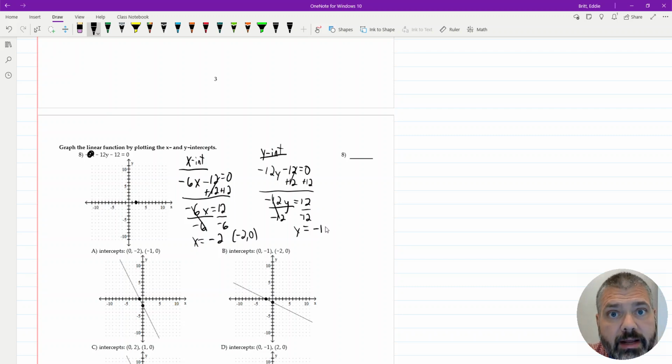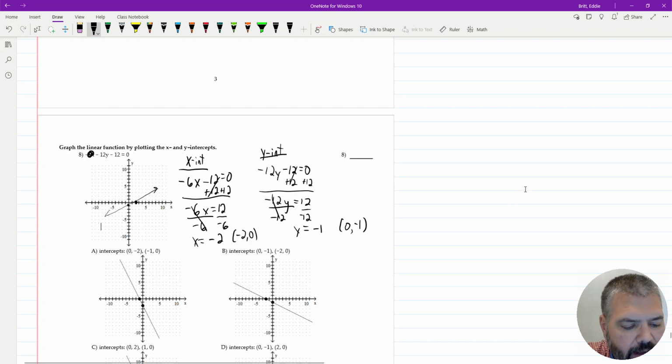We could write that as a point. That's the point 0, -1. So I want to graph that. 0 on the x, -1 on the y. That's this point. And those points are pretty close together, so be careful when you draw your line. So it should look like that.